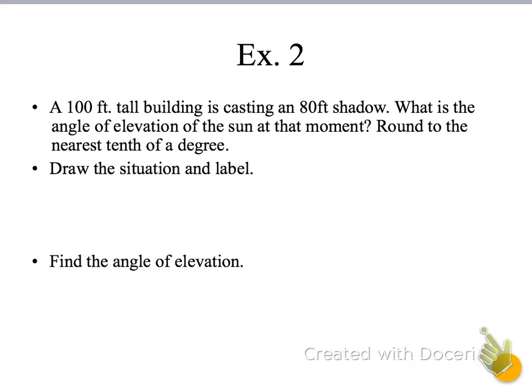Example 2: a 100-foot tall building is casting an 80-foot shadow. So I have this building, and it is 100 feet tall, and it is casting a shadow of 80 feet. What is the angle of elevation of the sun at that moment? Elevation means it's something that is looking upward. So here's my sun, and I want to know what this angle is here.